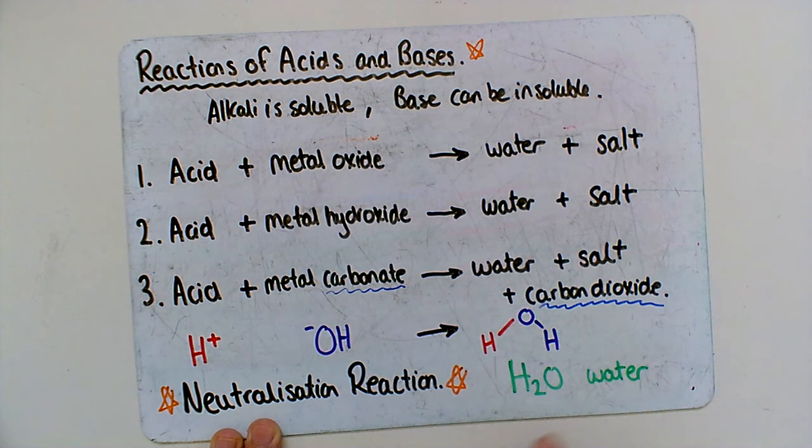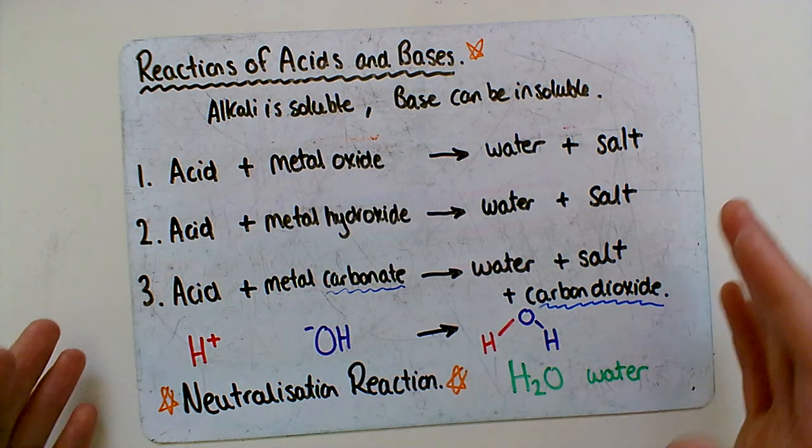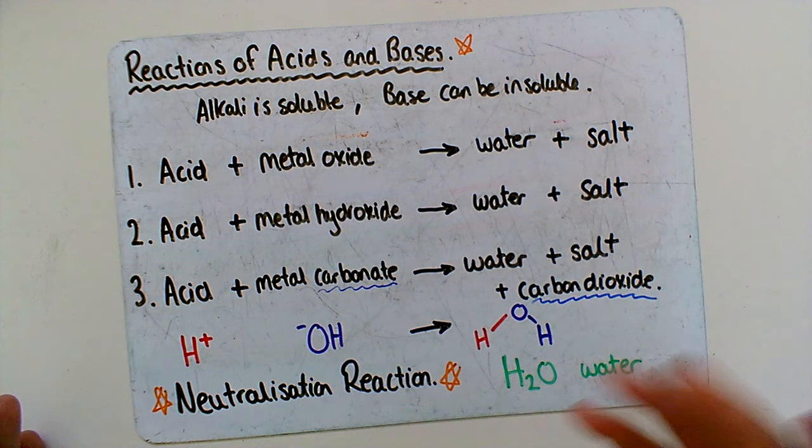And it's neutralization because if we end up with pure water and the reaction's gone perfect, our pH should be 7. We also looked at how to name the salts, and we looked at the test for carbon dioxide.